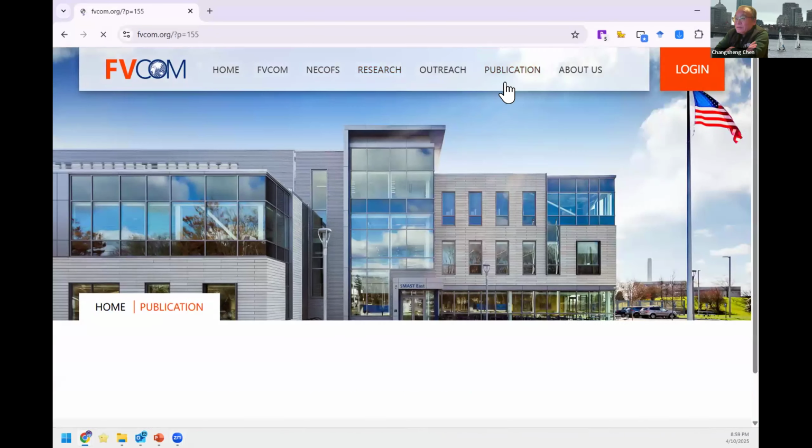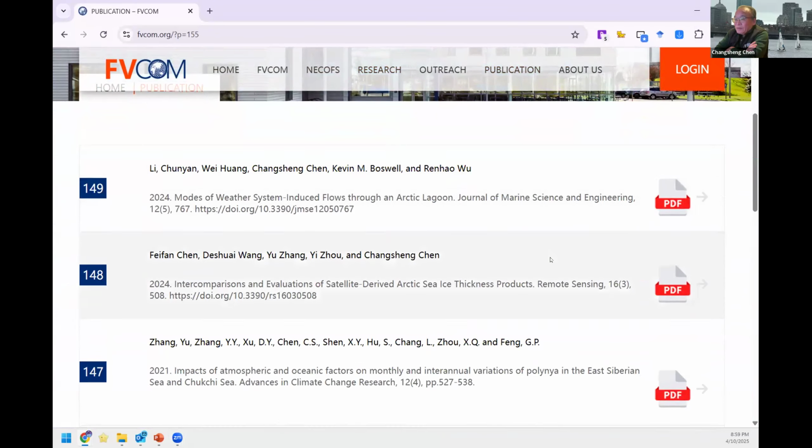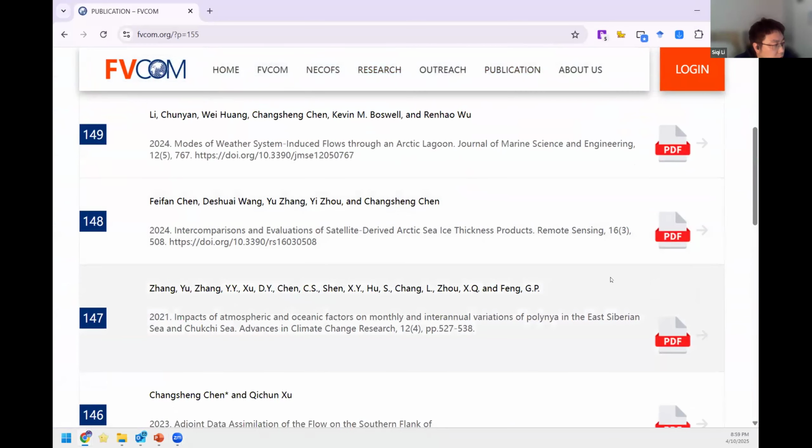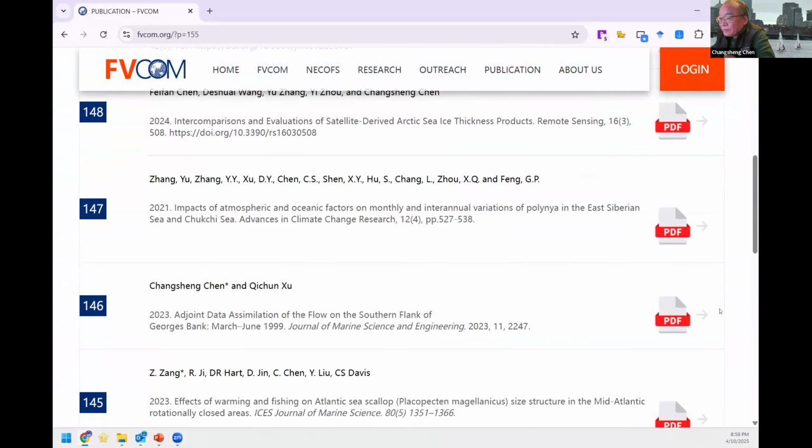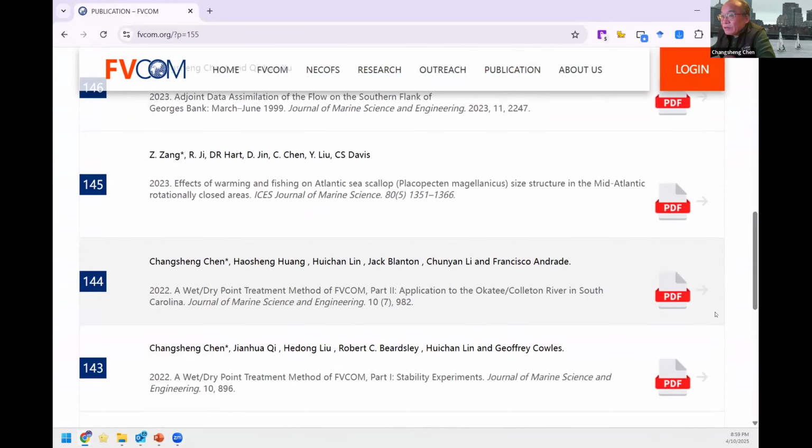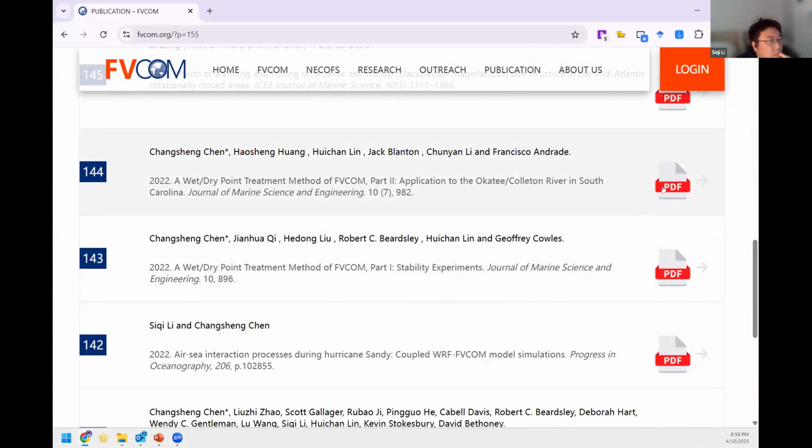You can stop sharing. You can look at my published paper about the FVCOM validation for wet dry pond. I talk about the random structure there. It's the FVCOM validation, wet and dry pond part 2. Go down, go down. This one? Yeah.